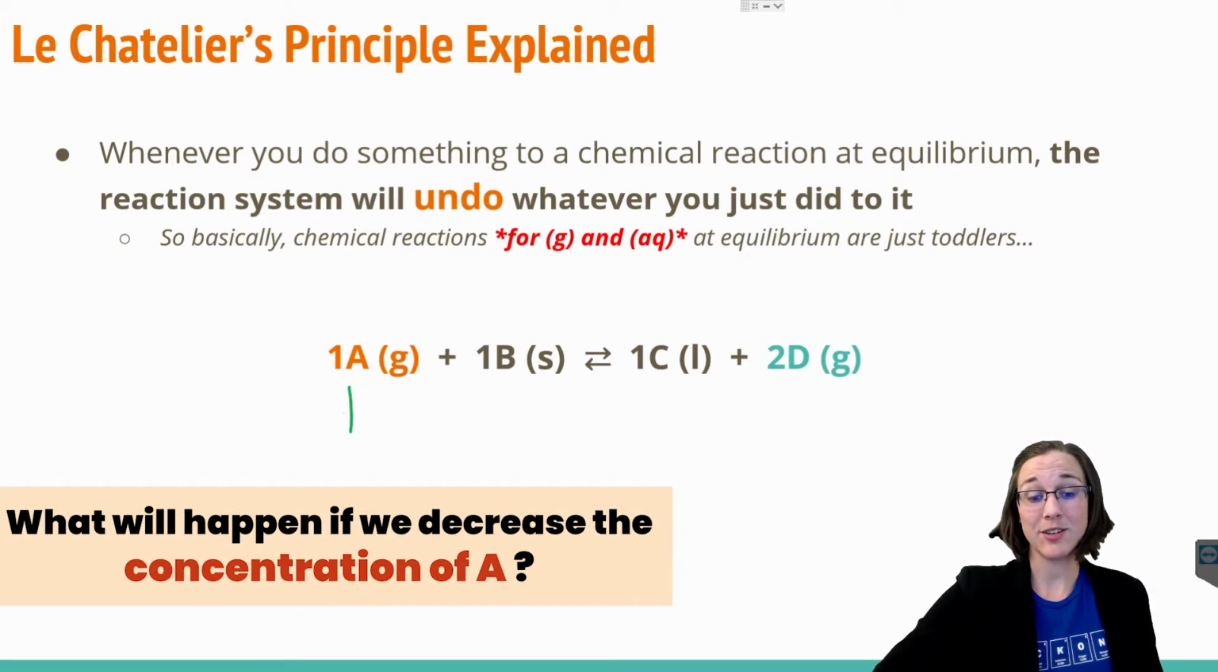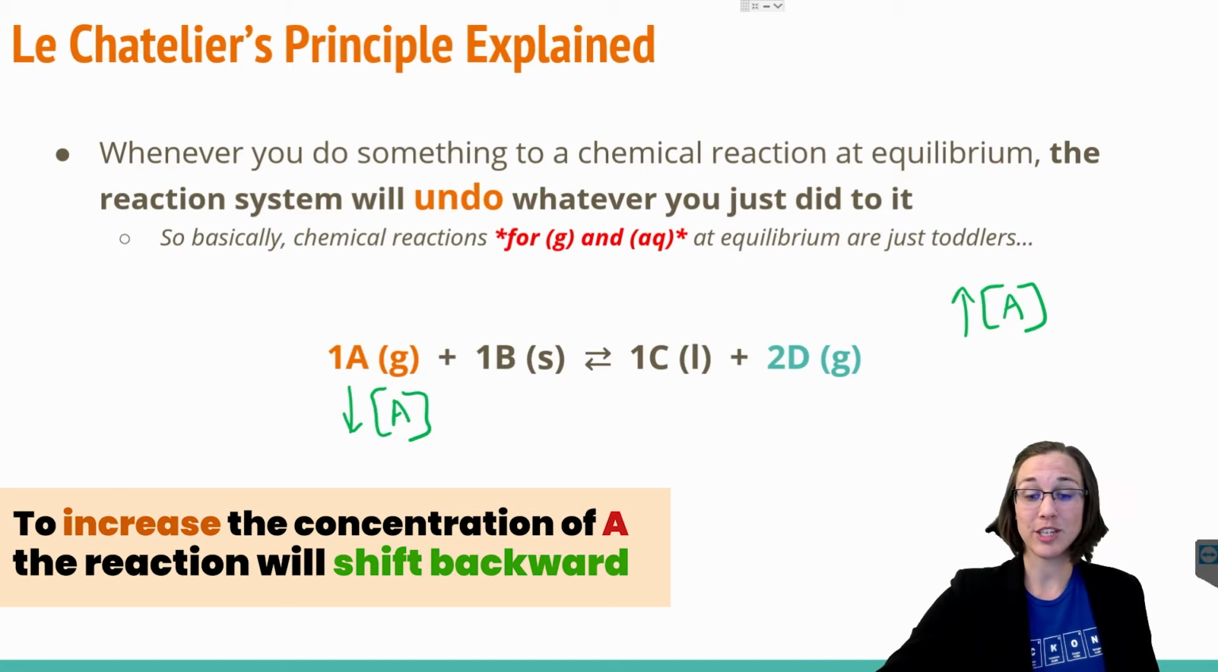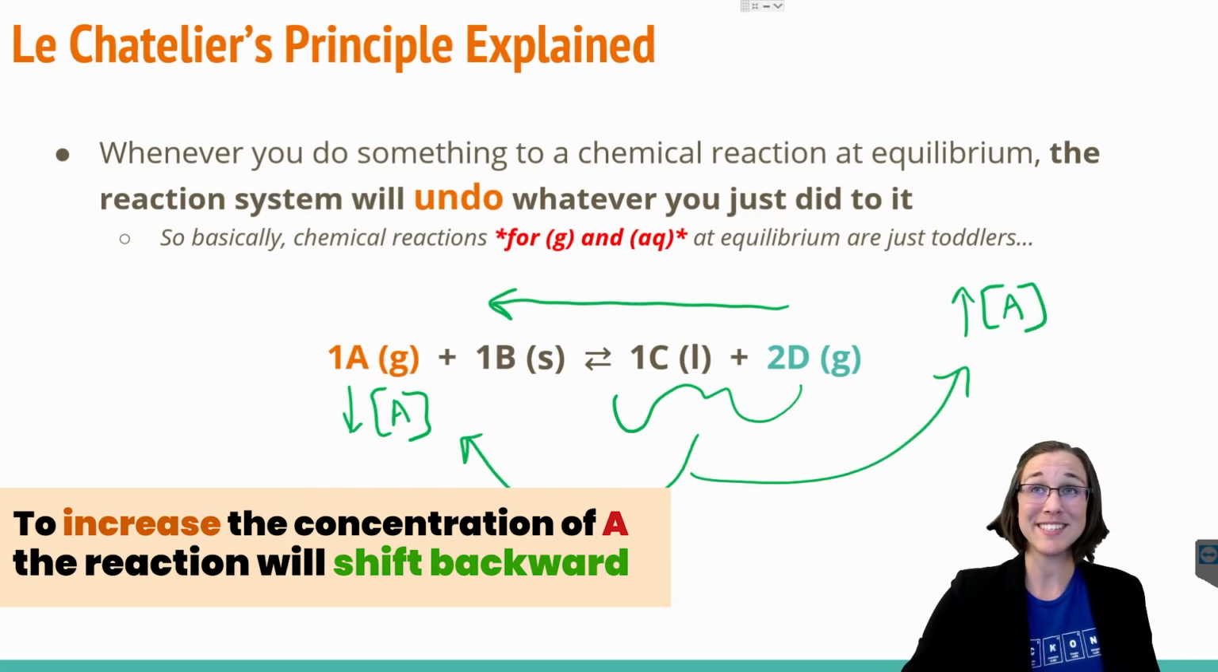What if we decrease the concentration of A? Well, the system is going to want to undo what we just did to it. It's going to want to increase the concentration of A. So the reaction is going to shift more towards the reactants in order to convert D and C back into A and increase its concentration again.